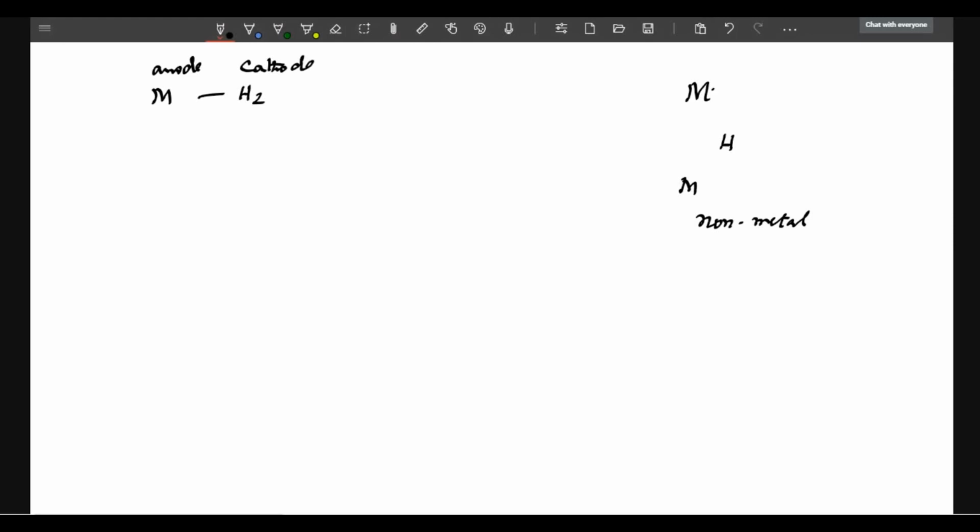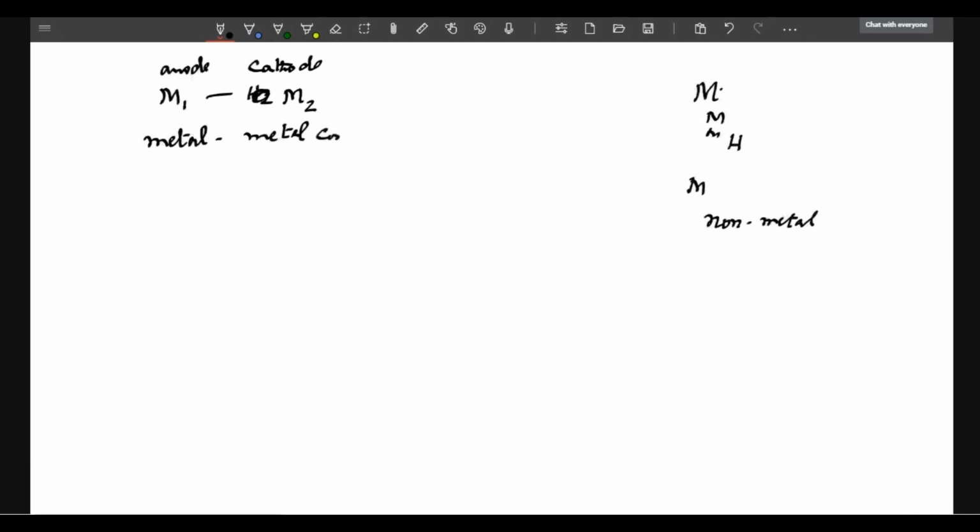Metal and hydrogen. Before that, one metal would be acting as the anode, another metal would be acting as the cathode. Since metals are on both sides, this type of combination we call metal cells, or metal combination cells. That is, one metal is the cathode and one metal is the anode: metal cells.